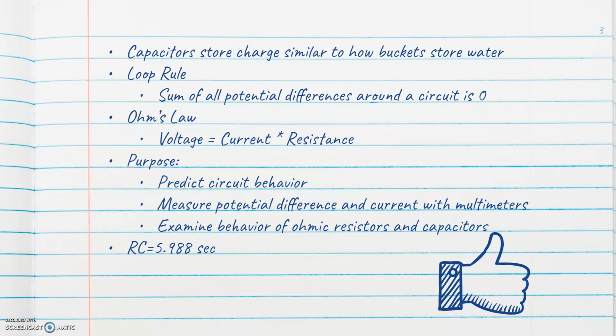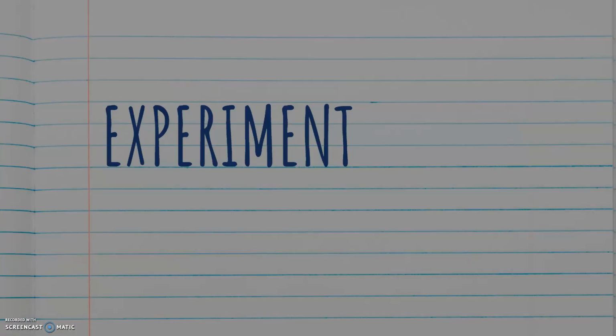The loop rule states that the sum of all potential differences around one path of a circuit is zero. Ohm's law says that voltage is current times resistance. The purpose of this lab was to predict circuit behavior, measure potential difference and current with multimeters, which we actually used as ammeters and voltmeters, and to examine the behavior of ohmic resistors and capacitors. The RC value that I got was 5.988 seconds.